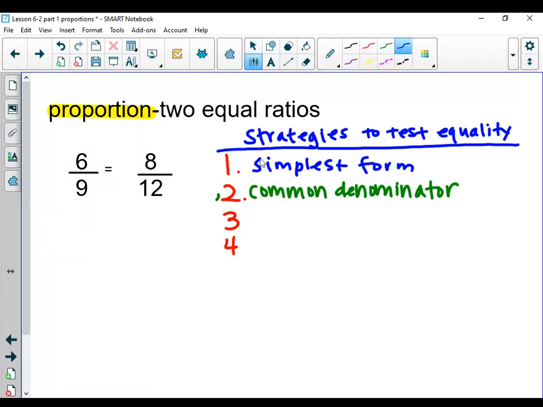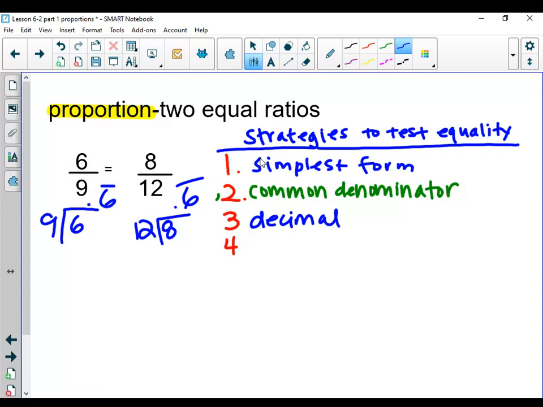A third way would be find the decimal for each one. So if I were going to do 8 divided by 12, I get a repeating 6. If I do 6 divided by 9, I get a repeating 6. So are the decimals equal? Yes or no?